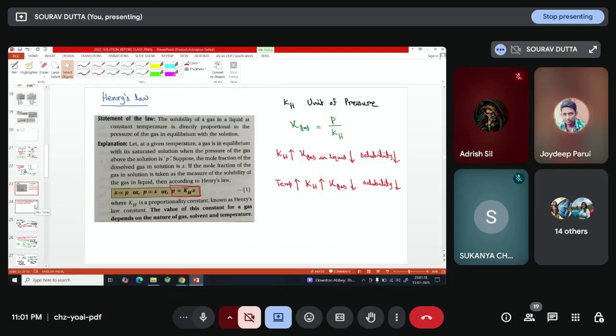KH is called Henry's constant. Henry's constant. This is basically a proportionality constant.